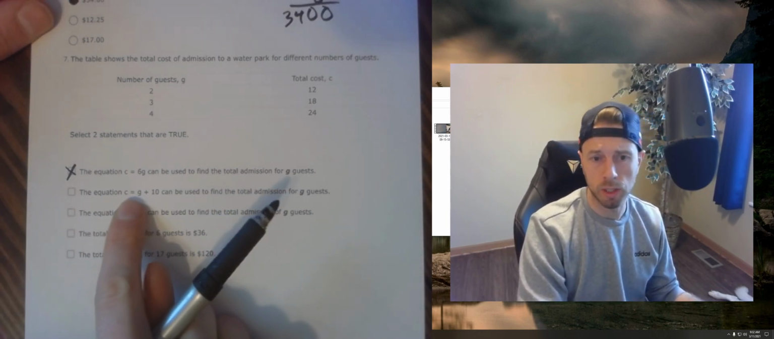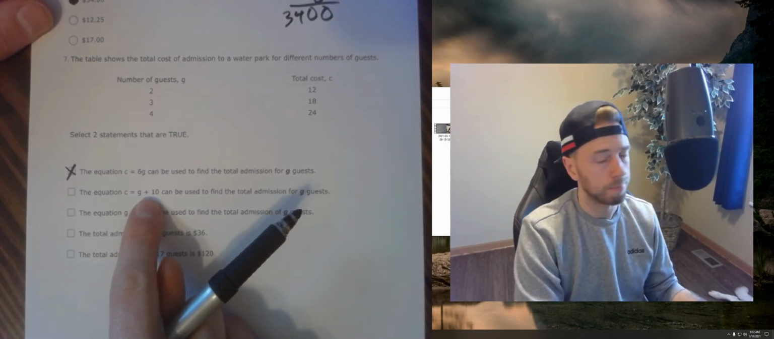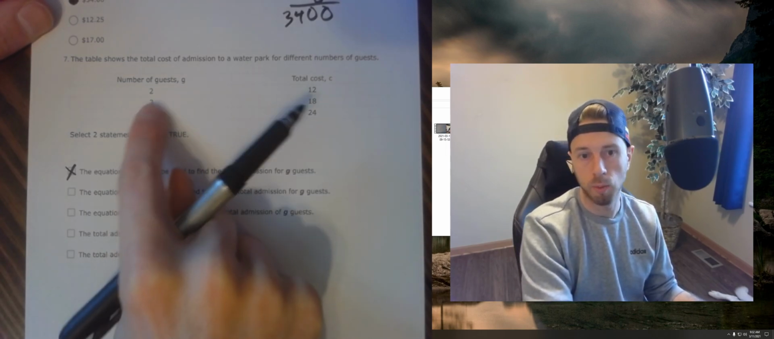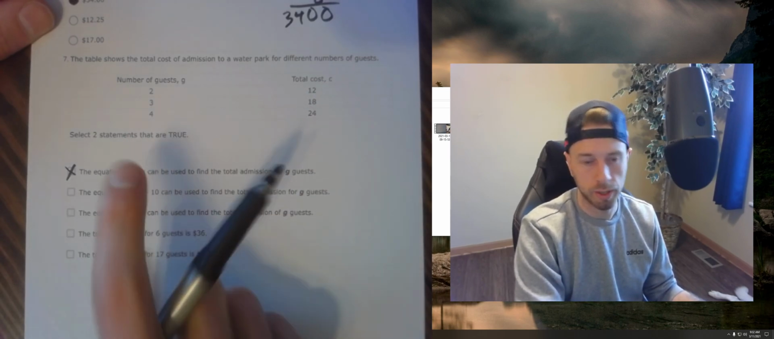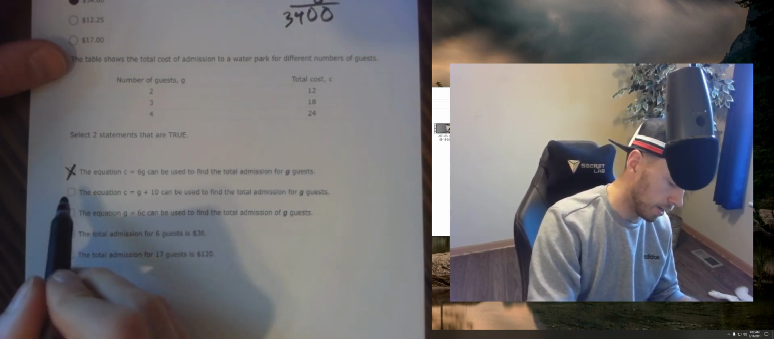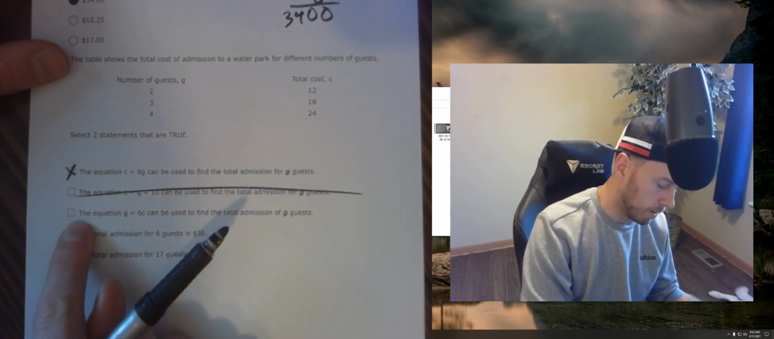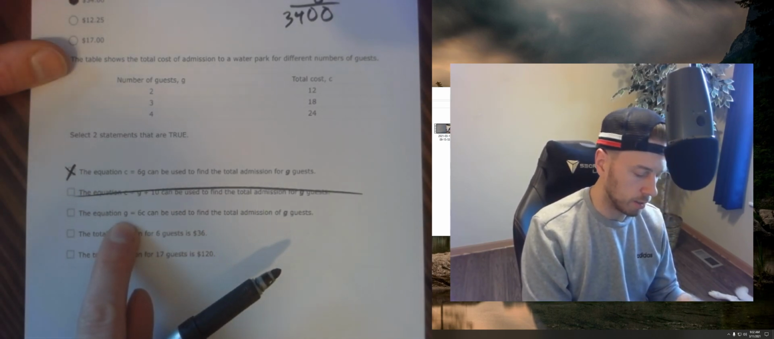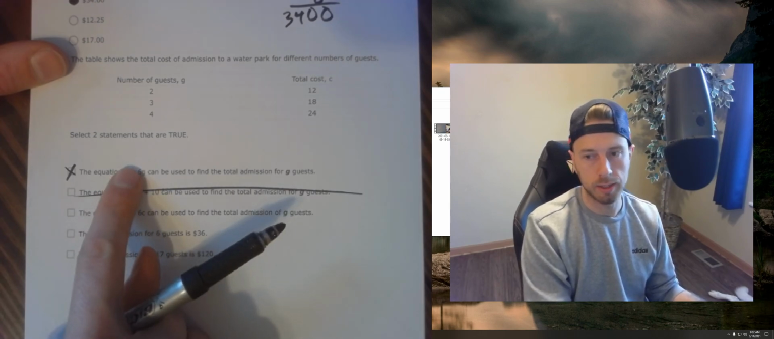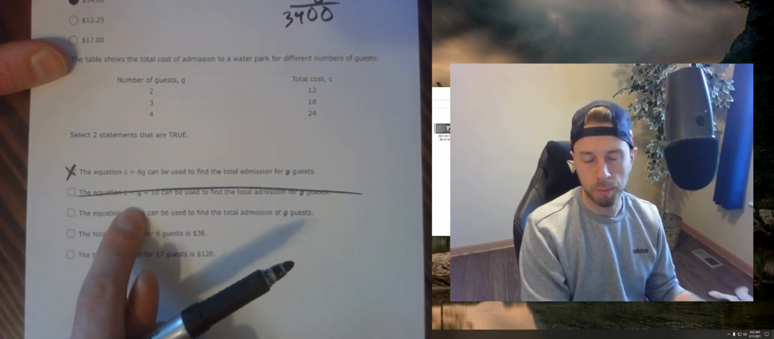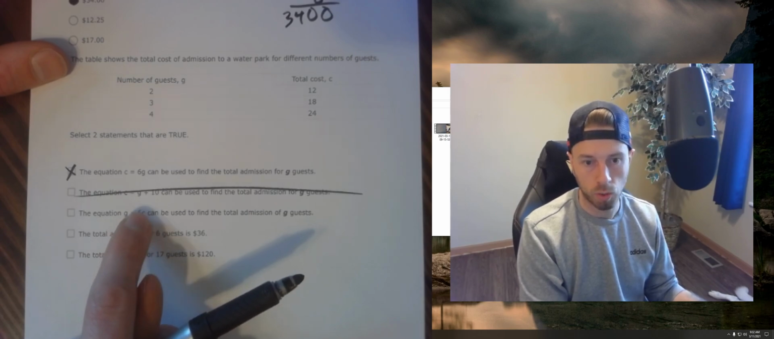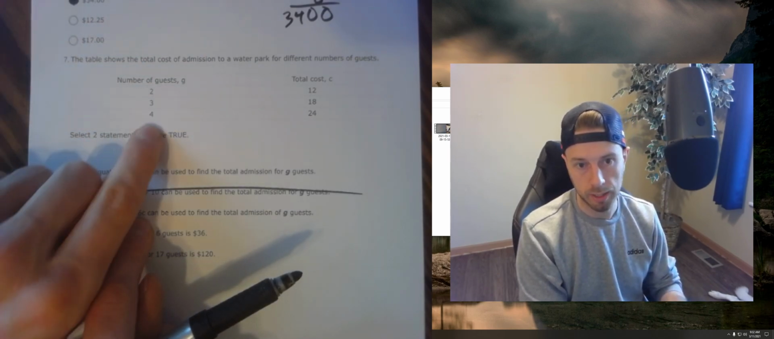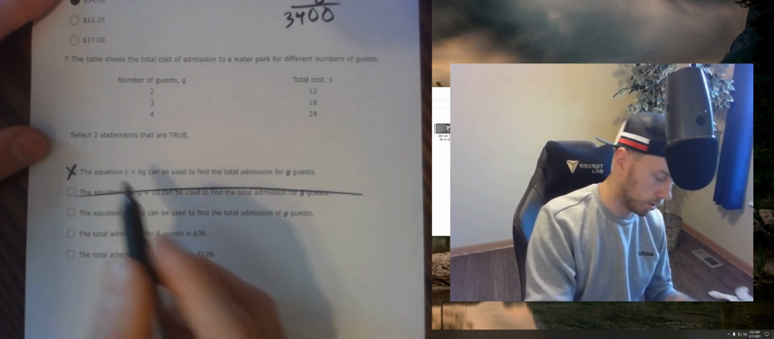This one says the equation is the total cost is G plus 10. That's definitely not it, because it works for the first one, 2 plus 10 is 12, but 3 plus 10 is 13, not 18. And we already know the rule, so that's definitely not the answer. The equation is G equals 6C. No, it's the same as the other one, but the variables are different, and that's not true. We're not multiplying the total cost times 6. We're actually multiplying the number of guests times 6 to get the total cost. So this is not true either.